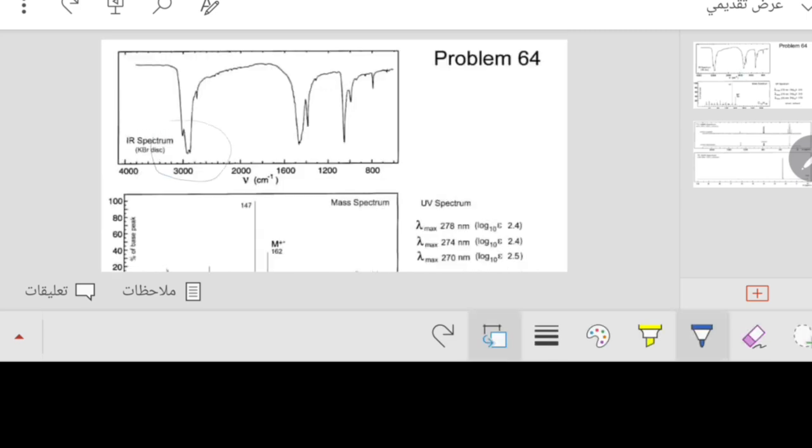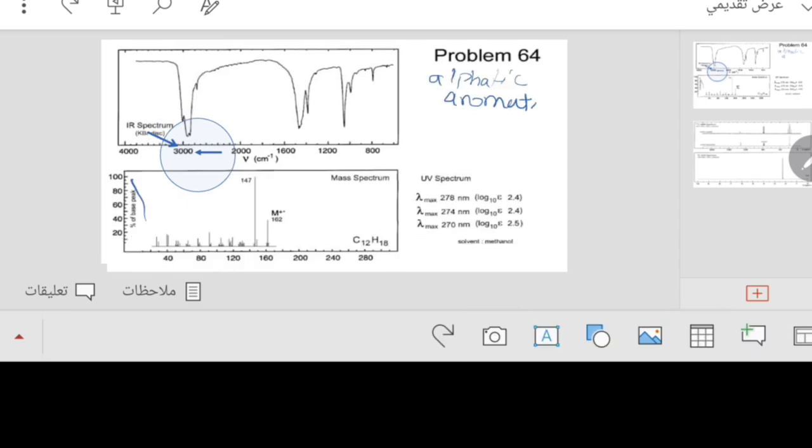Here we see the peak around 3000, which indicates that before 3000 we have aliphatic, and after 3000 we have aromatic. Okay, this indicates that we have aliphatic and aromatic. When it comes to reporting the information of IR spectroscopy, you will say that we have stretching of aliphatic, which is before 3000, and stretching of aromatic, which is after 3000.